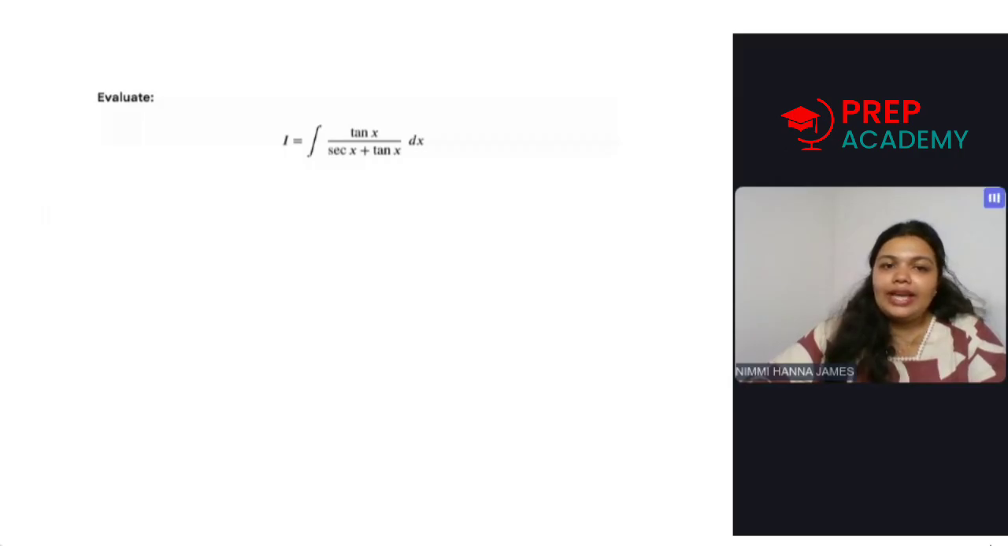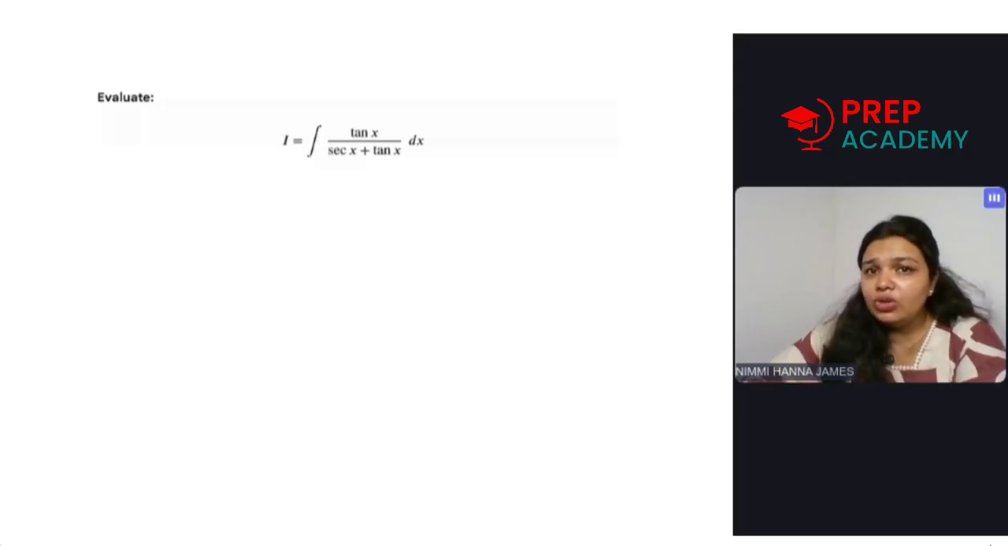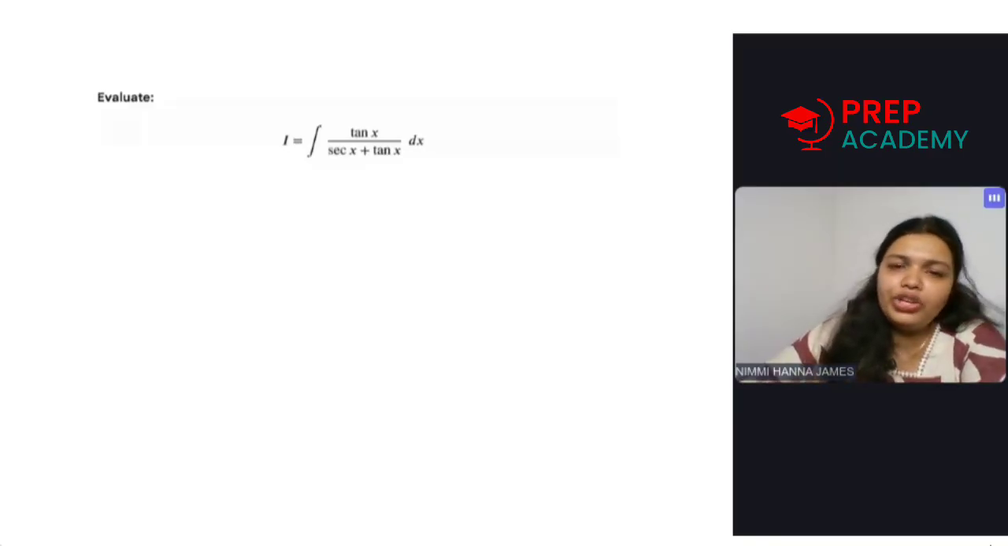Now I is equal to integral tan x by sec x plus tan x dx. So this is the integration value we have to do. So here, do we have any option to separate it? Our ultimate goal is to split into some functions whose integral we know, but we can't separate tan by sec or something else. So all we know is that tan x is sin x by cos x, sec x is 1 by cos x. So we are just going to substitute our knowledge in there.